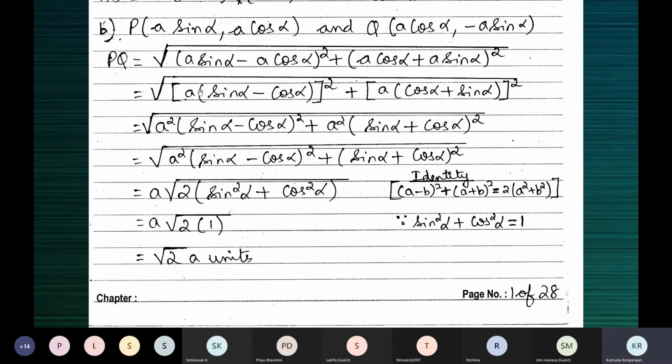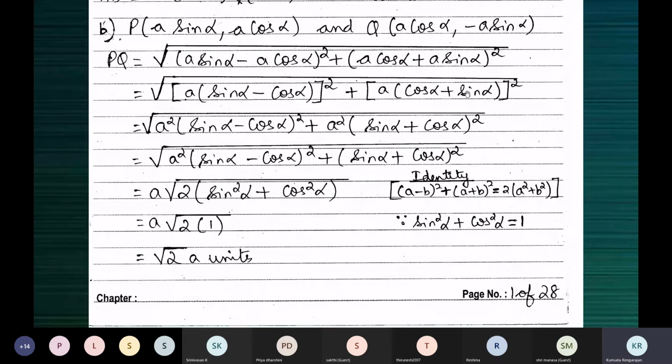Okay. Next, how to simplify this? This is raised to the power 2. So a squared, you can see it here, a squared. And then sine alpha minus cos alpha, the whole square. So you can see it here, children. We have applied the power 2 to a and this expression, because whole square. So now we are separating it like a square and sine alpha minus cos alpha, the whole square.